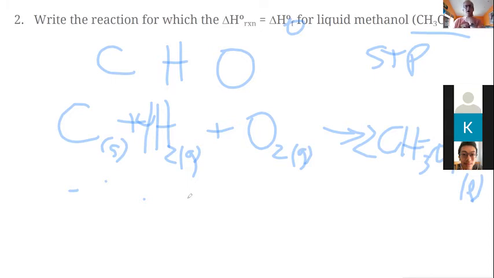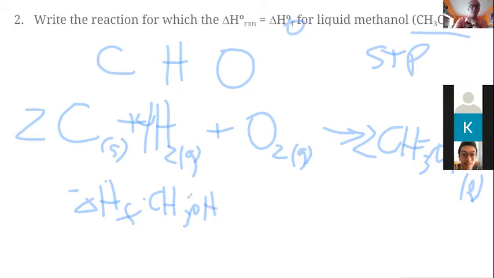So what about the carbon? Is the carbon balanced? No, it needs 2. Now this is a bit of a trick question, because when we're dealing with the heat of formation for liquid methanol, we're talking about 1 mole of methanol. So that would be the heat of formation for 1 mole of methanol. So actually what we need to do is balance the reaction with this being a 1. So we go back and the carbon becomes 1, the hydrogen becomes 2, and the oxygen becomes a half.